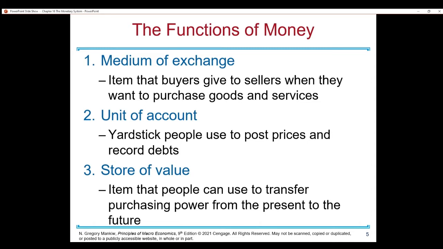Last function that money serves is as a store of value. A store of value is an item that people can use to transfer purchasing power from the present to the future. A seller can accept money today in exchange for a good or service in the future. The seller can hold the money, right? The seller will hold the money and become a buyer of another good or service at a later date.